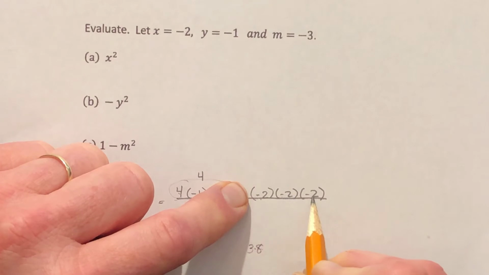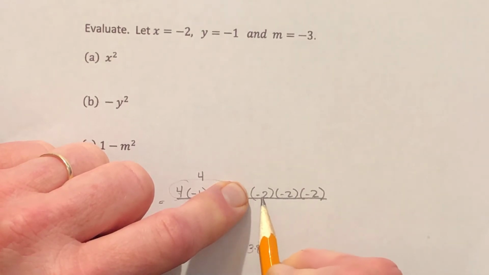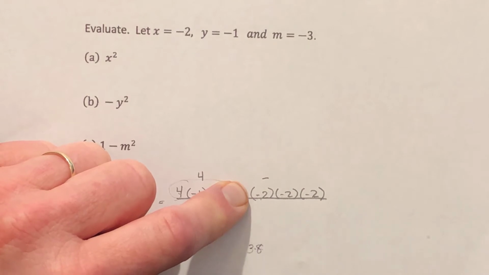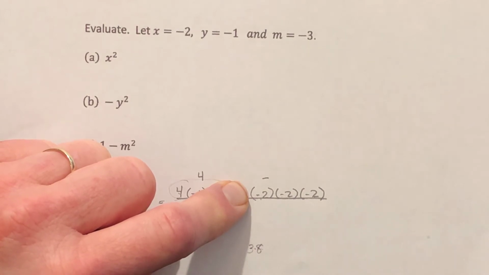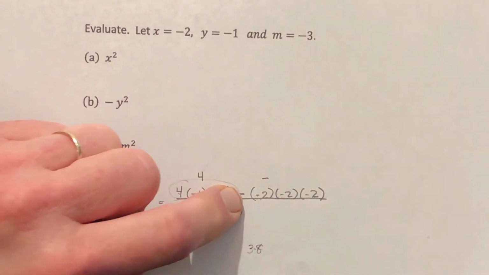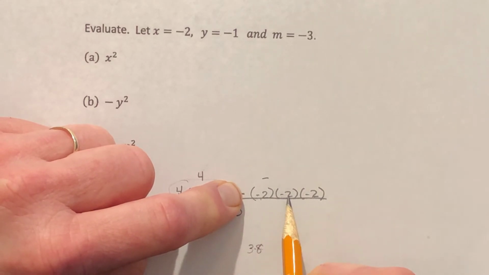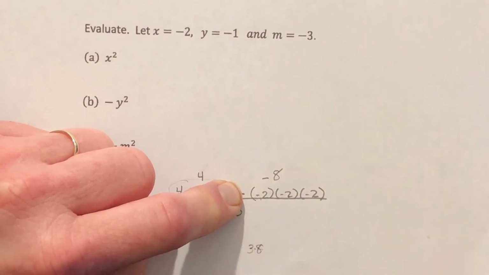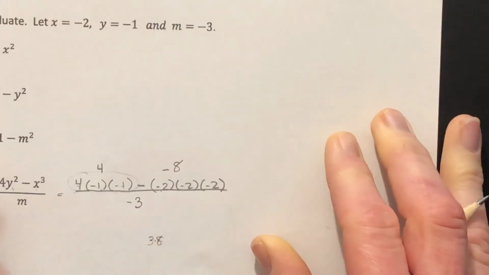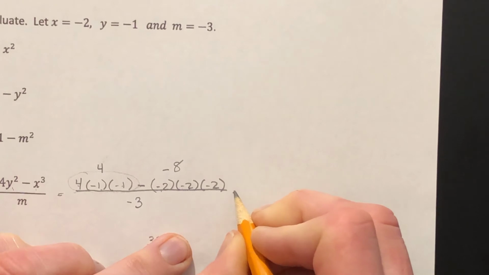Negative 2, negative 2, negative 2. It's negative because I've got 3 negatives. Whenever you have an even number of negatives, your product or quotient is going to be positive. If you have an odd number, it's negative. It's kind of like you've got that 1 left over to make it negative. So 2 times 2 is 4. 4 times 2 is 8. Negative 8. So I'm going to rewrite it over here.